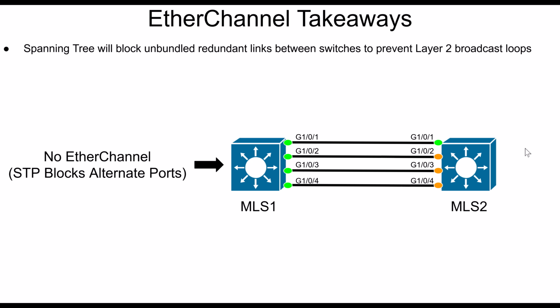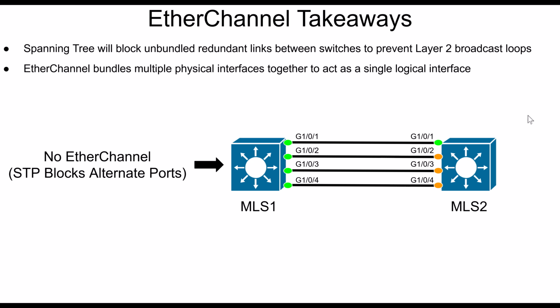And as you can see, multilayer switch 2 put Gig 1/0/2, 1/0/3, and 1/0/4 in the alternate port role. Therefore, the links here, and here are essentially unusable for the time being, unless for some reason this link were to go down. Then one of these would take over. It would probably be 1/0/2 to 1/0/2. So that's why we need EtherChannel, because we want to utilize all those links.